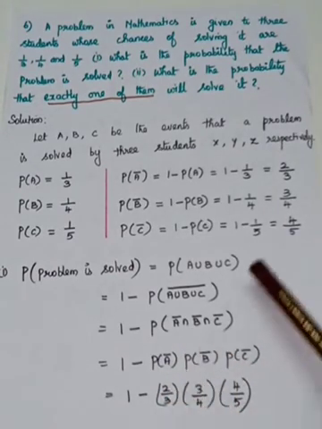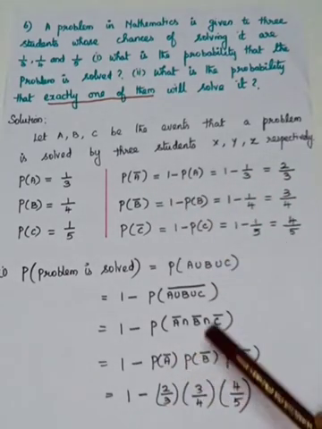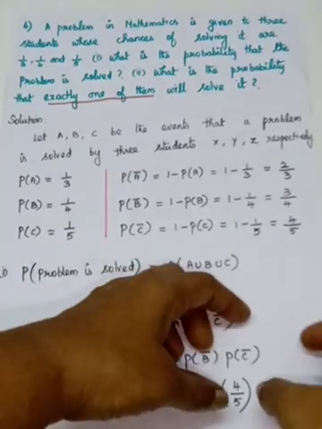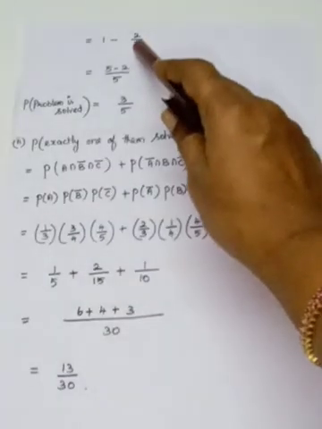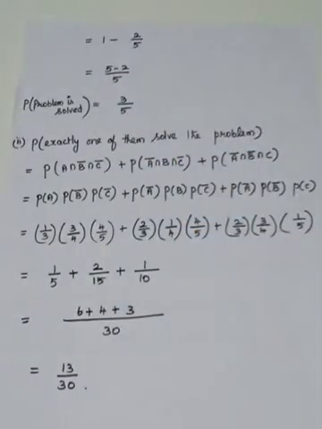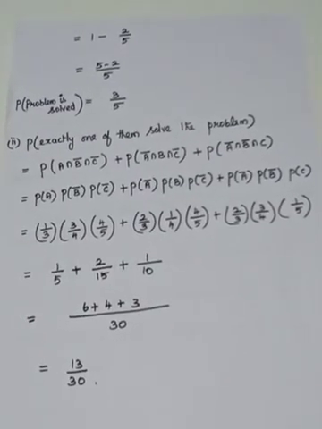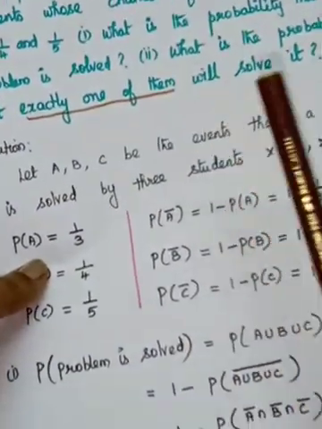And this result is taken from the first part. P of A bar is 2 by 3. P of B bar is 3 by 4. And P of C bar is 4 by 5. So 3 3 get cancelled, 4 4 get cancelled. So what is left is 1 minus 2 by 5. Okay, listen now. 1 minus 2 by 5. If you take LCM, the answer is 3 by 5. So see now, the problem is solved means you have to find out P of A union B union C.